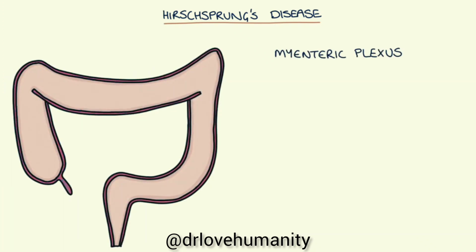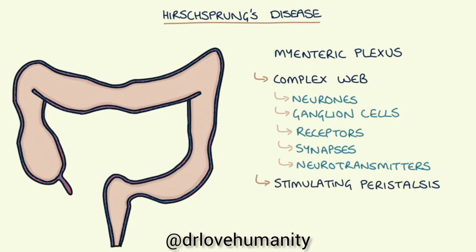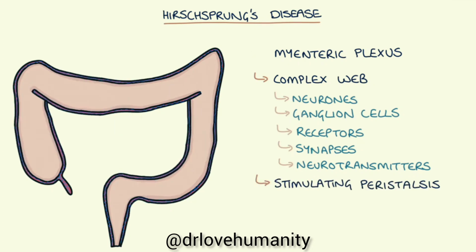This nerve plexus runs all the way along the bowel in the bowel wall and is a complex web of neurons, ganglion cells, receptors, synapses, and neurotransmitters. And it's responsible for stimulating peristalsis of the large bowel. Without this stimulation, the bowel loses its motility and stops being able to pass food along its length.